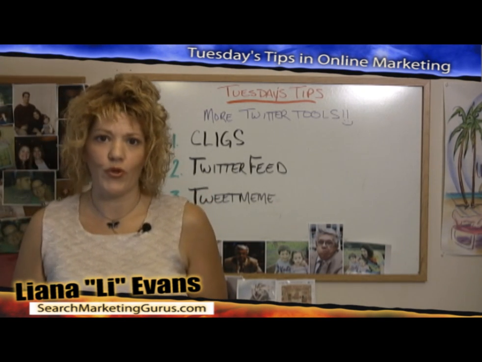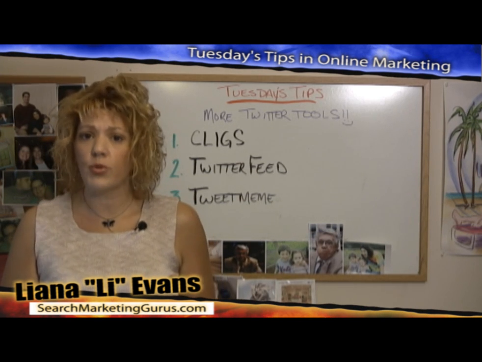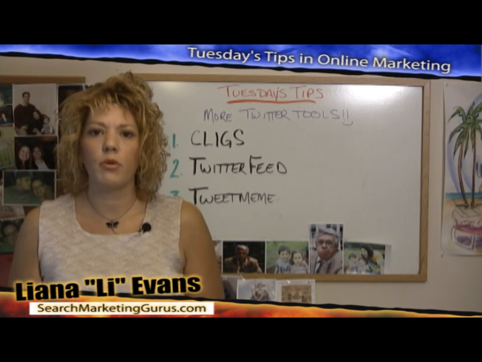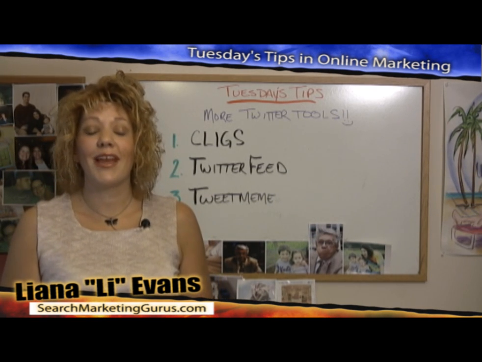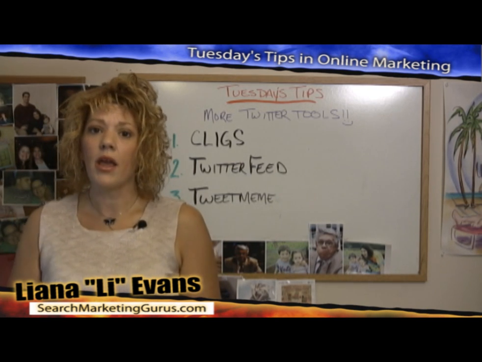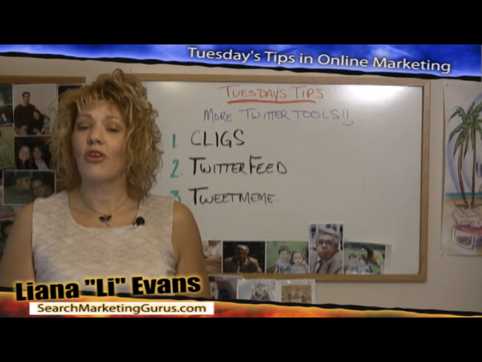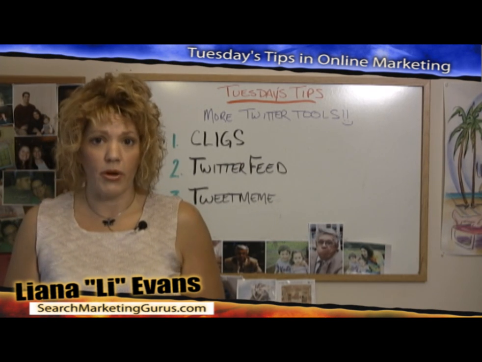I've talked about Twitter Feed before. Twitter Feed is great. It allows you to hook your blog up to your tweet stream. Anytime you put out a new blog post, it'll automatically be posted to your tweet stream. Because cli.gs offers an API and Twitter Feed allows you to use that API, you can integrate the 2. So this way you're getting a lot more data about who is clicking to see your blog posts.